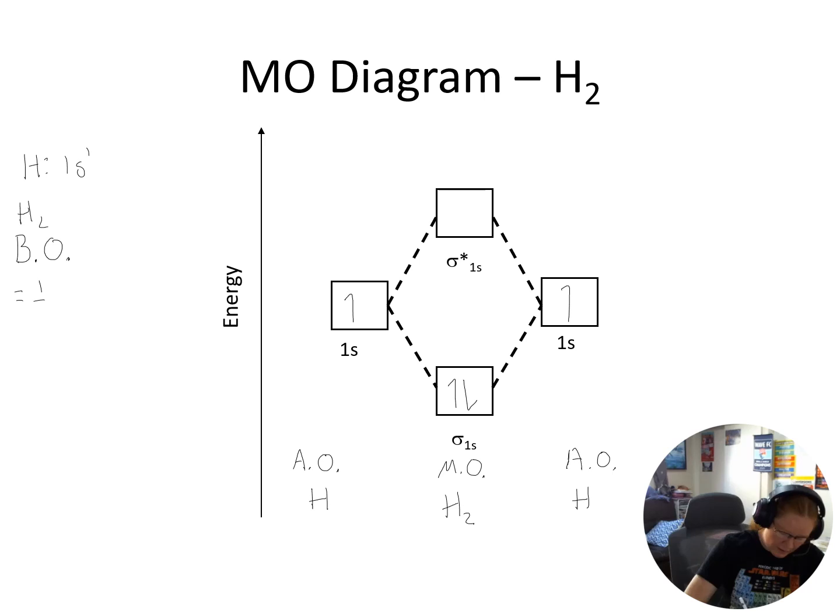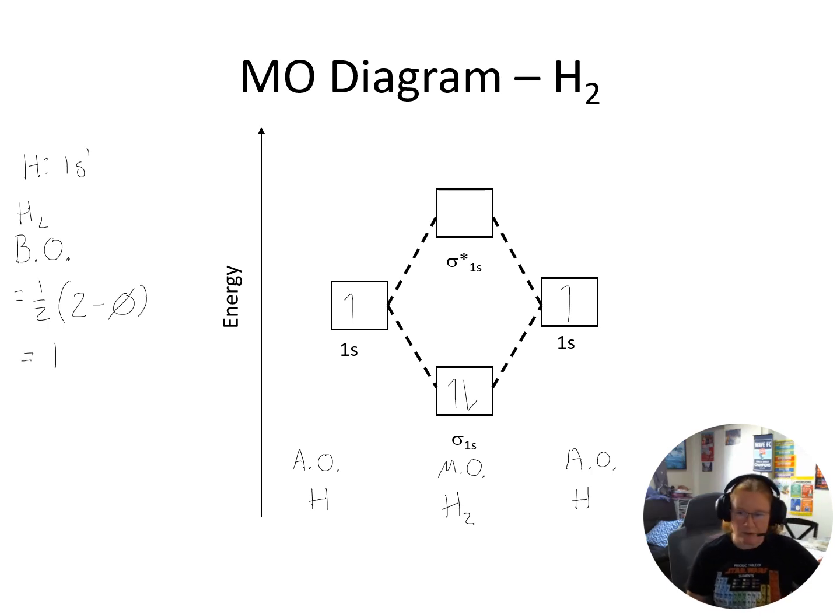So we're going to get 1/2 of bonding minus antibonding. I have two bonding electrons minus 0 in the antibonding, so 1/2 of 2 is 1. Our bond order is 1, so we'd expect a single bond, which is indeed what we see. A bond order of 1 corresponds to a single bond, a bond order of 2 is a double bond, and a bond order of 3 is a triple bond. Okay?